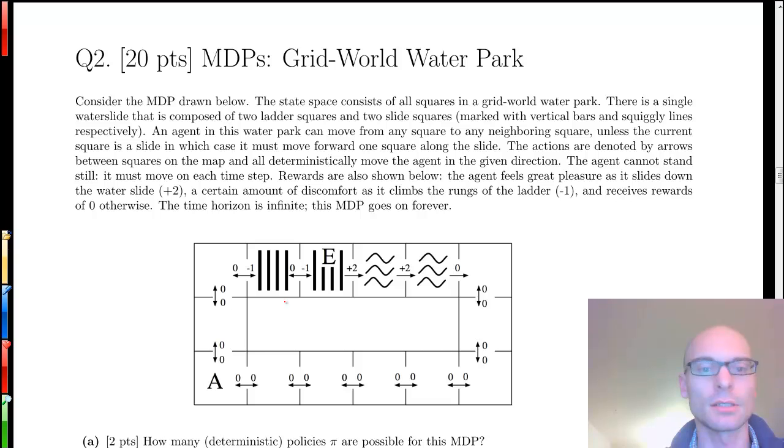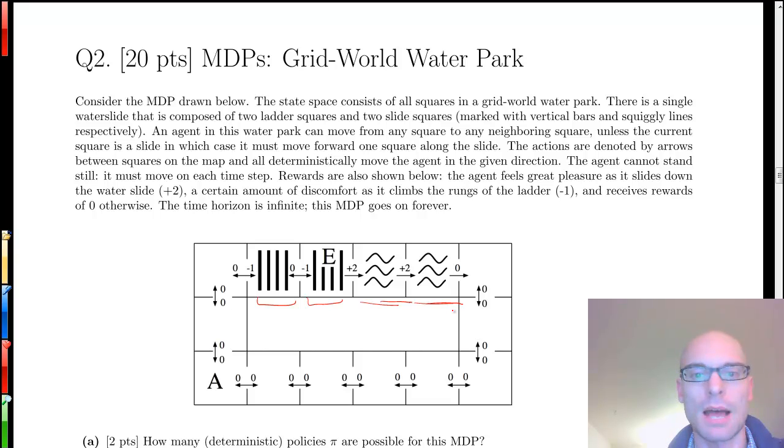So we have the ladder squares here, and then the slide squares over here. An agent in this water park can move from any square to any neighboring square unless the current square is a slide, in which case it must move forward 1 square along the slide. So that's over here and over here. The actions are denoted by arrows between squares on the map and all deterministically move the agent in a given direction.